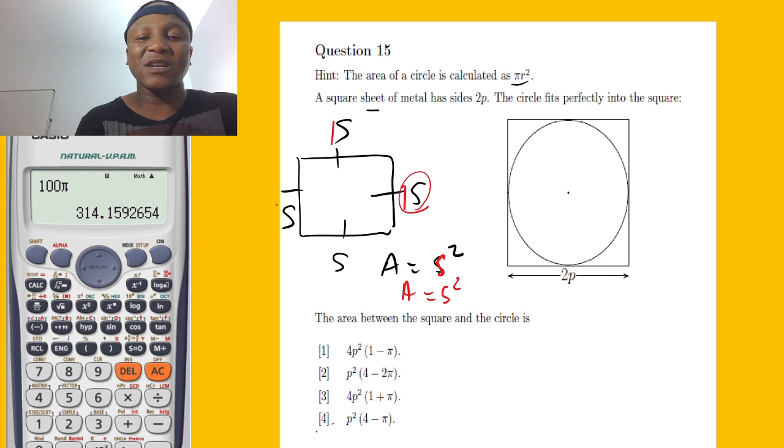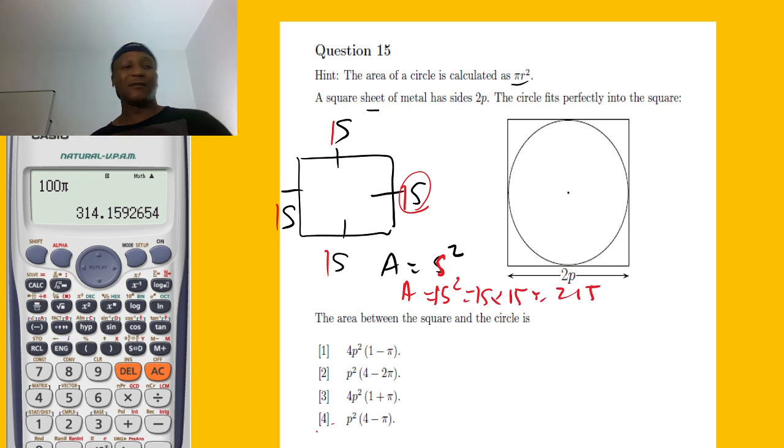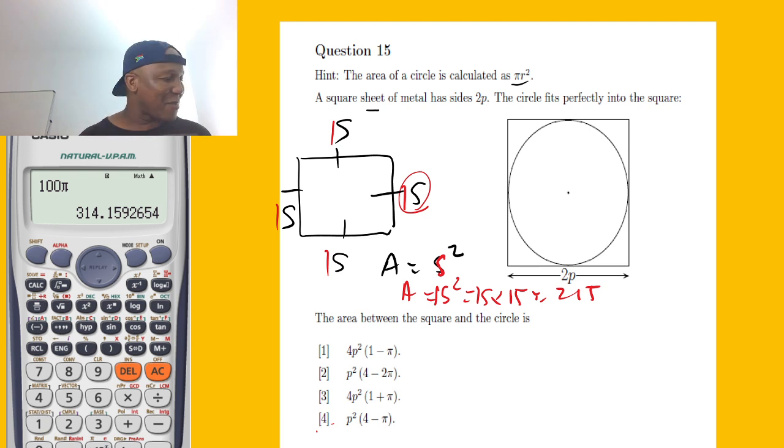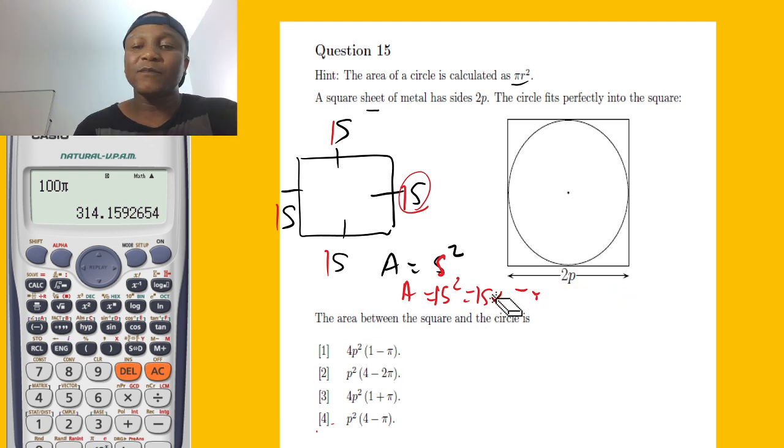Let's say the side is 15. What is 15 squared? It means 15 times 15. Let me use the calculator, because I forgot the 15 times table. It is 225.